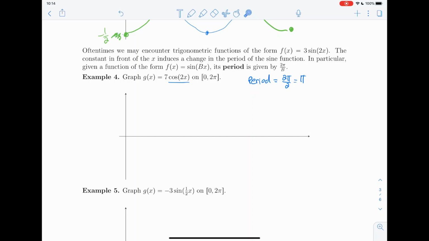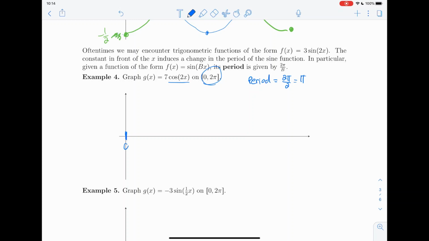So how do we do this? What I'm going to do is realize that from 0 to 2 pi, which is where we want to draw this, there are 2 iterations of pi in that time interval. So that means I'm going to actually have 2 cosine waves from 0 to 2 pi. So first I'm going to interpret 0 to 2 pi.